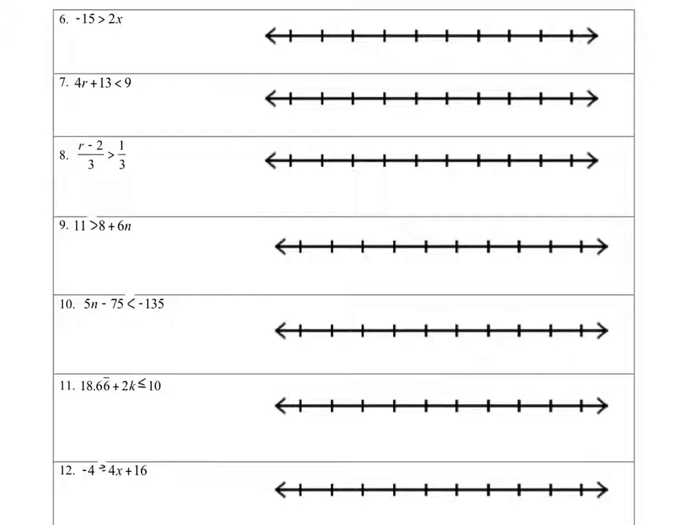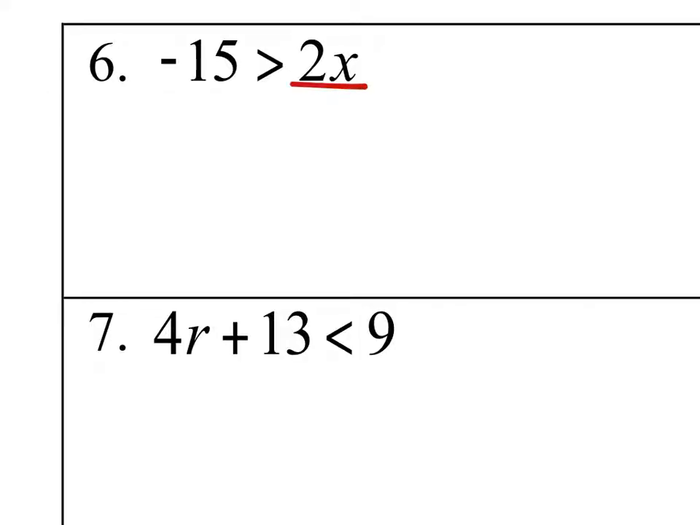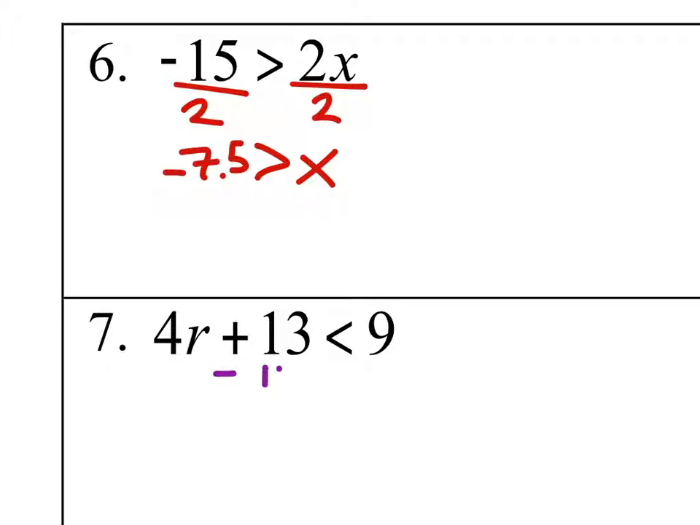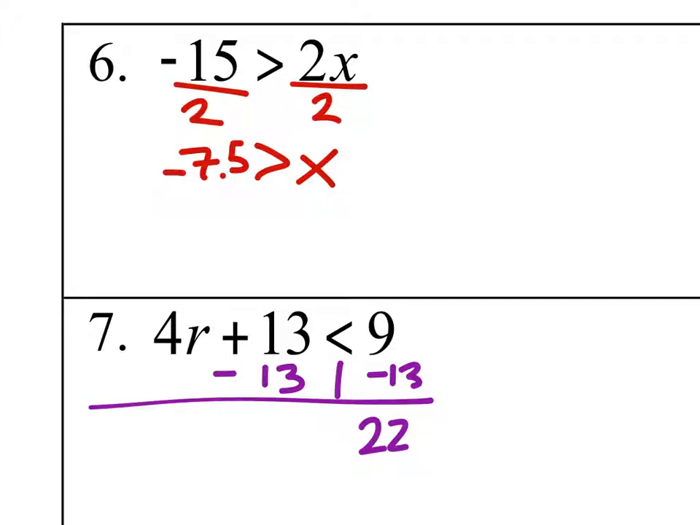So let's go ahead and solve these first before we graph them again. So number 6, we'll divide both these by 2. And we got x in comparison with negative 7.5. We can do the fraction or the decimal on this. Right here we're going to have to add 13 to both sides. So that gives us 22 is greater than 4r. Then dividing both sides by 4, looks like r is going to be less than 5.5.